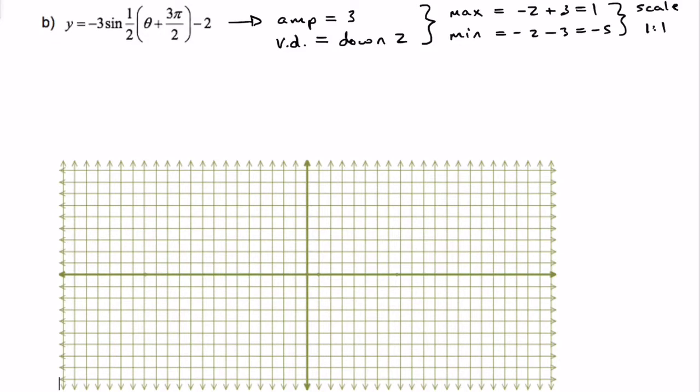So the scale, because it's got a pretty wide range and I got to get down to negative 5, I'm not really going to mess around. I'm just going to keep it, each square is 1 unit. So there's 5 and negative 5. Now I can figure out the horizontal components.